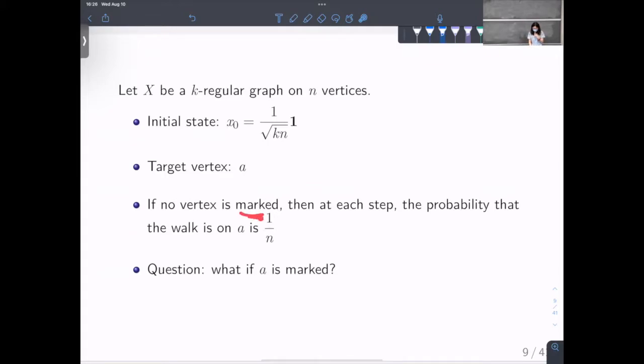If no vertex is marked, then U times 1 is equal to 1. This vector is an eigenvector. So at each step, there's equal chance that the walker visits any vertex. So this is 1 over n, and you can see as the graph gets larger, that probability gets smaller and smaller. Now the question is, what if I make the target vertex special? If I mark it, then can I get a non-vanishing probability of finding that vertex?